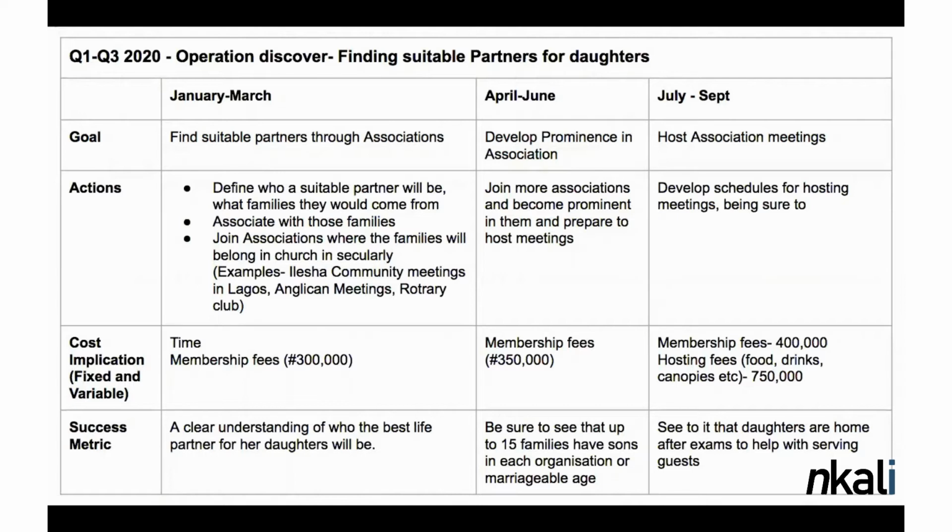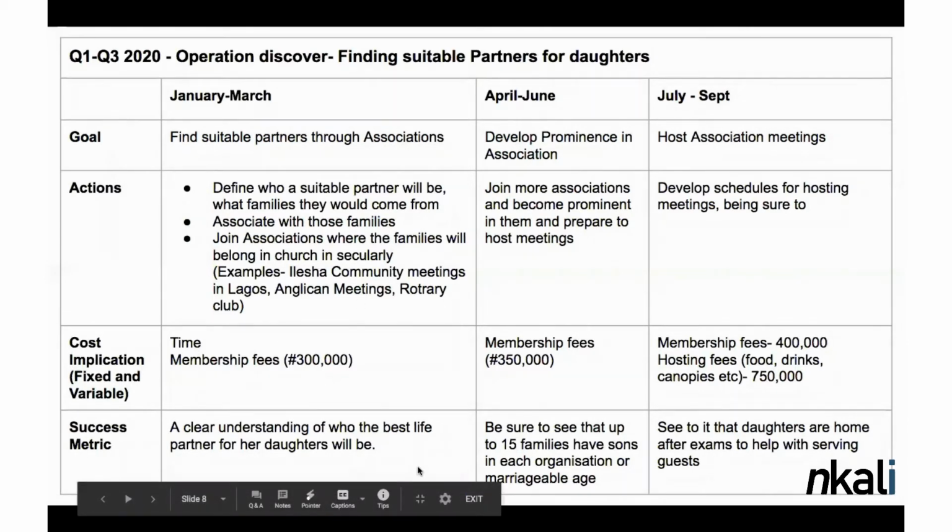But by doing this, what she's going to do is join places like churches, or maybe she'll get her husband to join Rotary Club. Maybe they're Anglicans. She will join church committees, or they're from Ilesha. What she's going to do is get in touch with their Ilesha community meetings in Lagos and be going for their monthly meetings. So what this will cost her is time. This is going to cost her time, and this is going to cost her membership fees of all these associations, right? 300,000 naira by assumption.